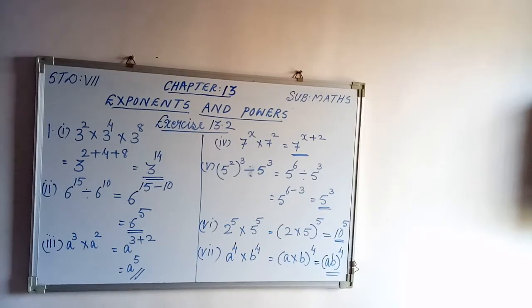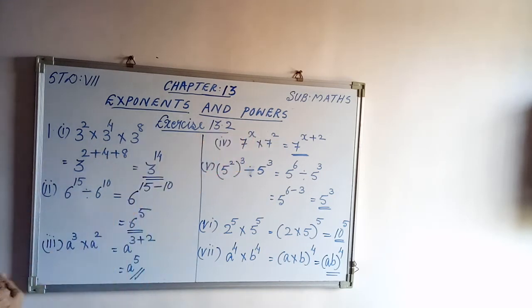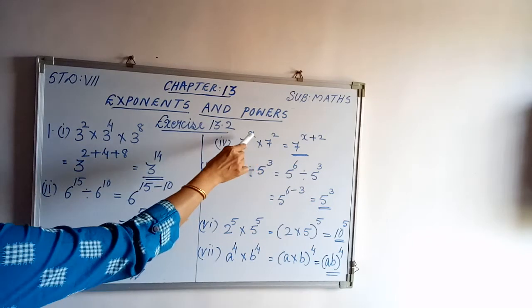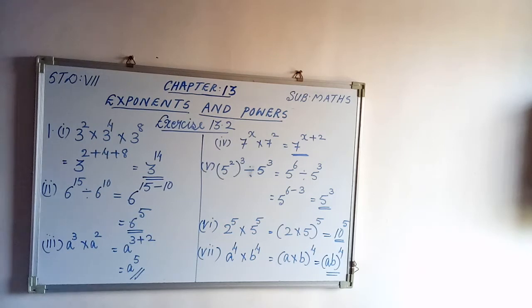Third one. a raised to the power 3 multiplied by a raised to the power 2. Base same, a raised to the power 3 plus 2. That is a raised to the power 5. Fourth one. 7 raised to the power x multiplied by 7 raised to the power 2. Here also base same. Add the indices, 7 raised to the power x plus 2.